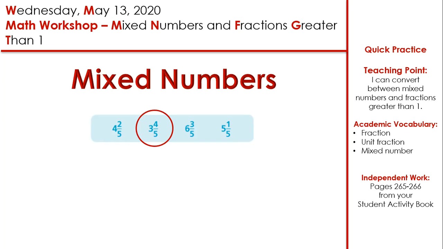In this case, we have 3 and 4/5. All right. So the first thing that I will do is break apart my whole number into ones, only ones, right? Not 2s or 3s, ones. So since I have a 3 as the whole number, I will have 3 ones. And I won't forget about my 4/5, which is my fraction.